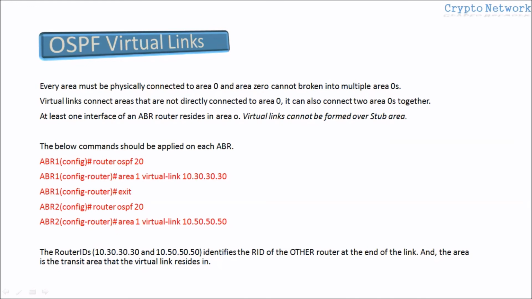So here in our example, we have ABR 1 and 2. Under ABR router 1, OSPF process 20, area 1 virtual-link 10.30.30.30 is the router ID of the neighbor ABR. Same in ABR2, we have virtual-link 10.50.50.50, which is the router ID of the virtual link neighbor.